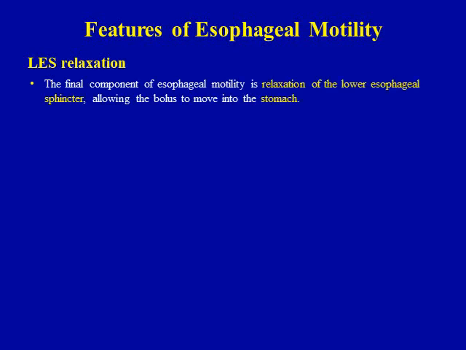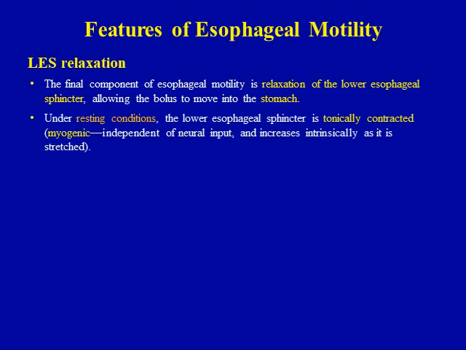Another motility pattern in the esophagus is the lower esophageal sphincter relaxation, or LES relaxation. The final component of esophageal motility is relaxation of the lower esophageal sphincter, allowing the food bolus to move into the stomach. In the resting condition, the lower esophageal sphincter is tonically contracted because it has a myogenic tone independent of a neural input, and it increases intrinsically as it is stretched.